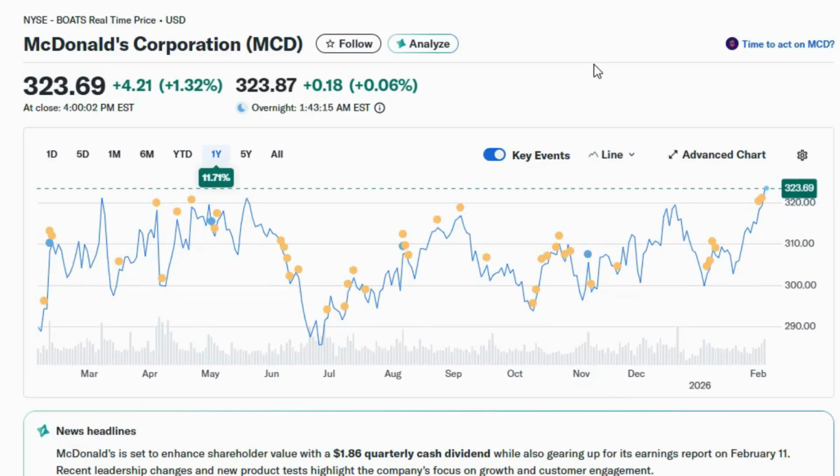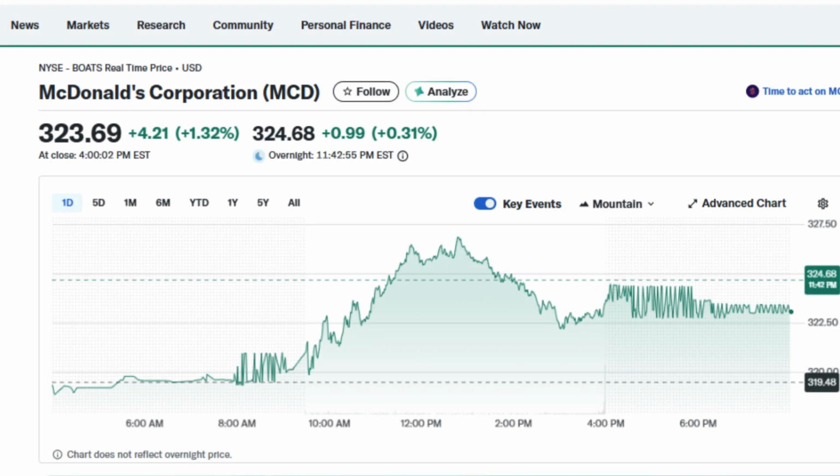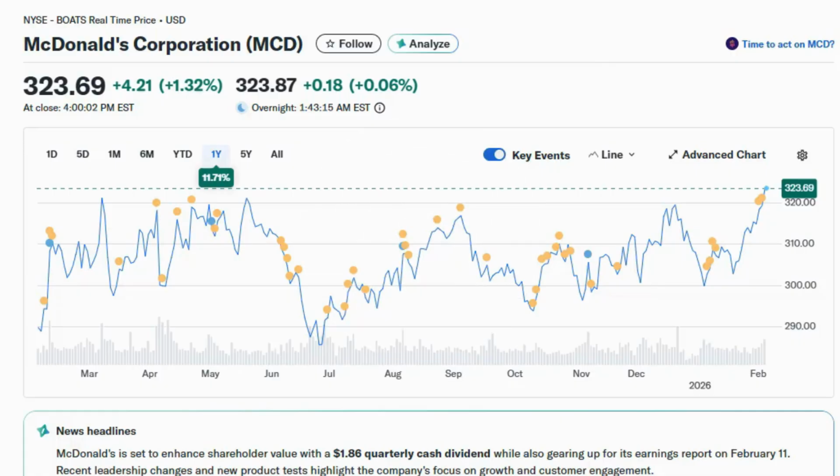Candlestick charts are especially useful for traders because they show the open, high, low, and close for each time period. Line and mountain charts are better for long-term investors who just want a clean view of price trends without too much detail. So this menu lets you customize how much information you want to see depending on whether you're investing or actively trading. Right next to that is Advanced Chart.